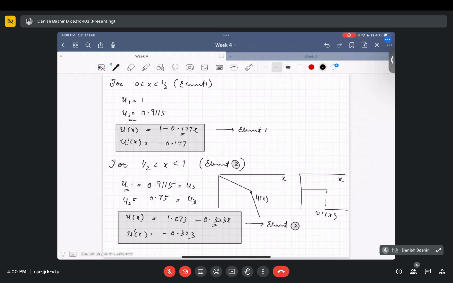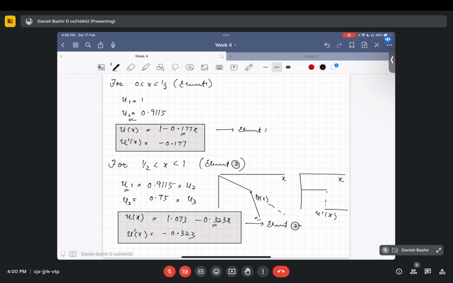You can see that the accuracy of the solution has improved a little bit. First it was like a straight line only, and now it has improved. Now if we keep on increasing the number of elements, there will be one point when this line will exactly match the exact solution. That's the beauty of the finite element method.